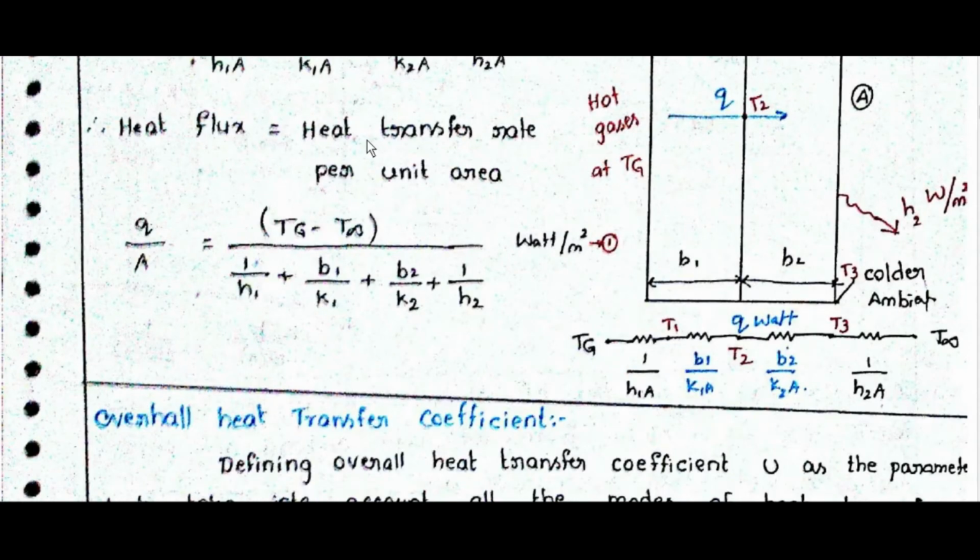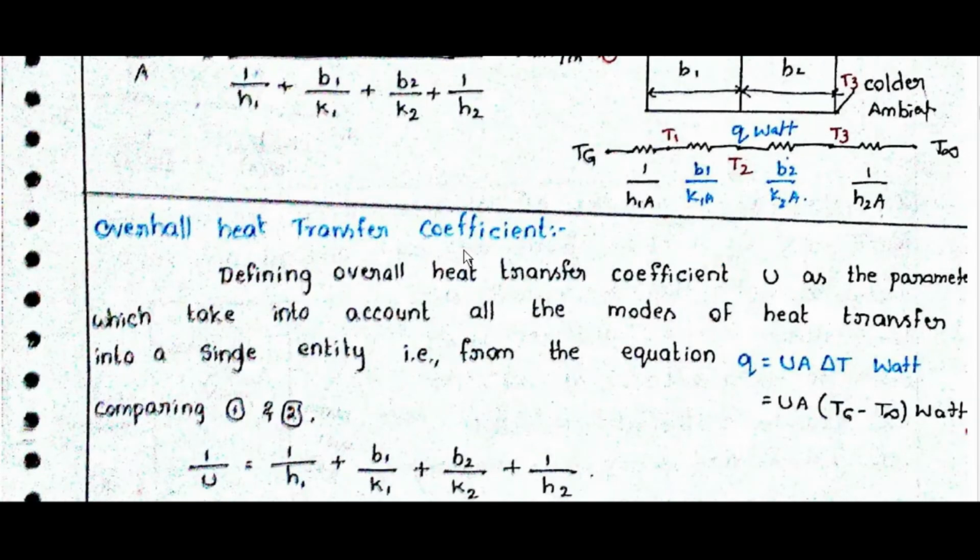Heat flux is equal to heat transfer rate per unit area. Q by A is equal to T_g minus T infinity by 1 by h1 plus B1 by K1 plus B2 by K2 plus 1 by h2.